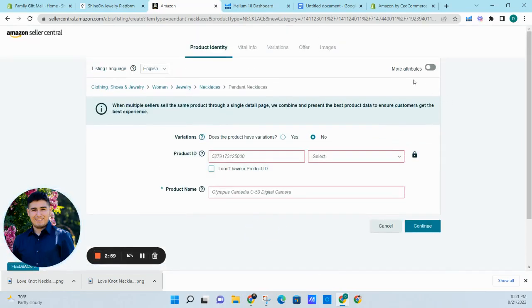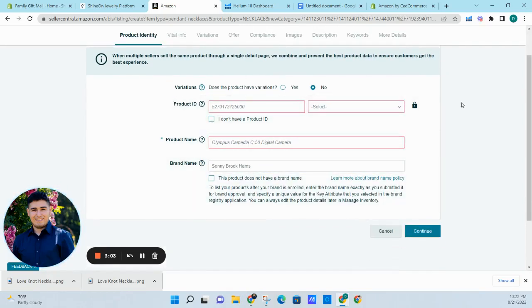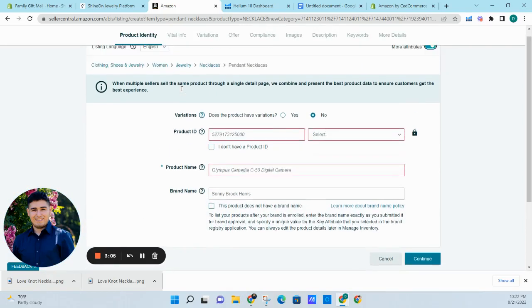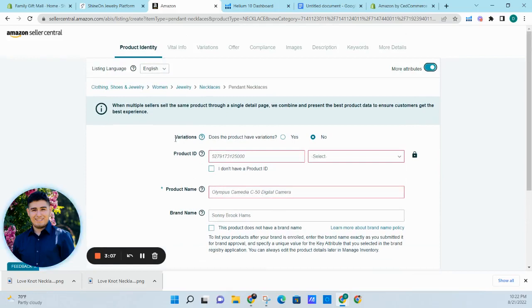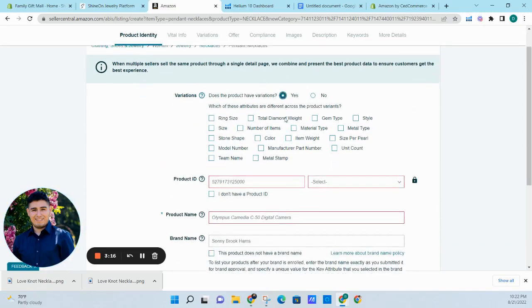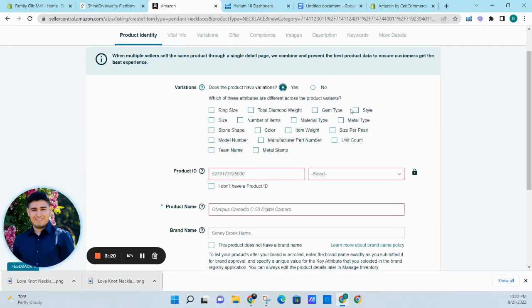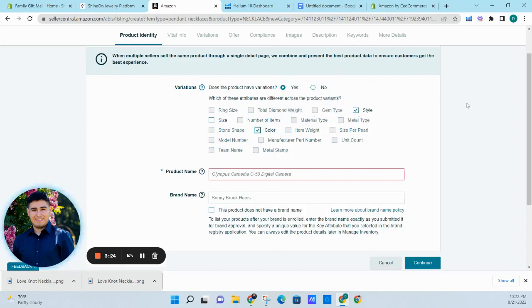After this, we need to enable more attributes so we can see all the information that pops up. They're asking you if there are any variations. So in this case, we'll have 4 variations, and I'm going to show you why later. So what I'm going to do now is click on style and color. Those are the 2 types of variations that we want to have in our listing.